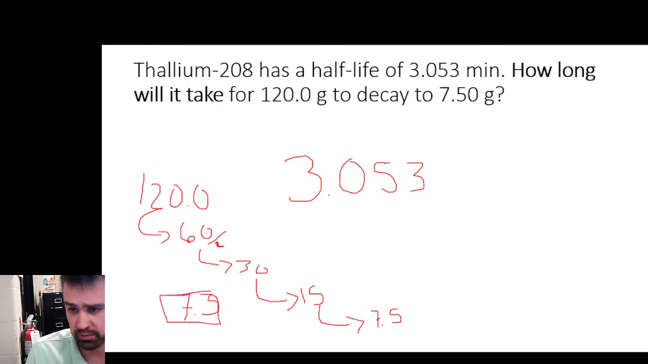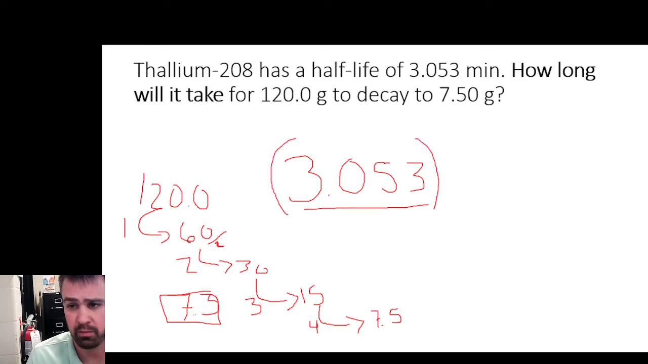So here's one half-life, here's my second half-life, here's my third half-life, and here's my fourth half-life. Because it's half-life, I can divide by 2, and I end here, so I went through 1, 2, 3, 4. And each one of these half-lives is this amount long, 3.053 minutes. This is actually very quick. So if I take this amount of time and multiply it by 4 half-lives, how long will that be? Well, I'll take my calculator.